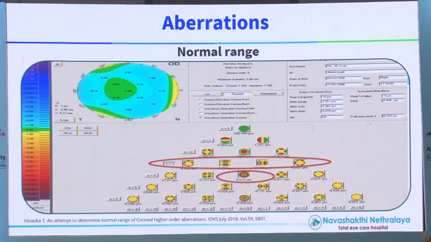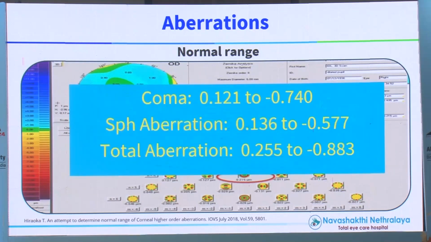So how do you use this spherical aberration? Before I go to that, if any of these parameters are above this on a Pentacam, coma, total aberration, spherical aberration, above these values, these are normal values.